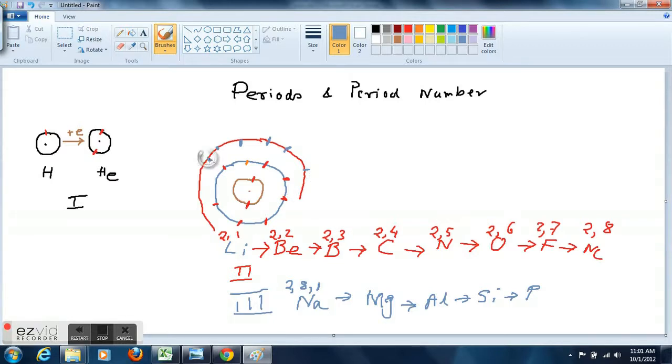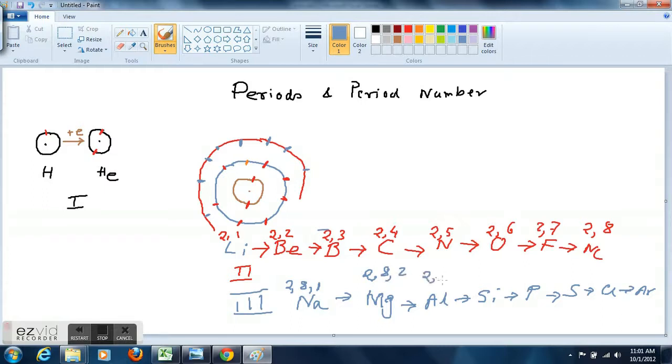I'll write those a little later. Add one more electron and we get sulfur, which is 2, 8, 6. Add one more electron, we get chlorine, which is also a halogen, 2, 8, 7. When we add one more electron to the outermost shell, it reaches the octet, that is 8 electrons, and we get the next inert gas, argon, 2, 8, 8.